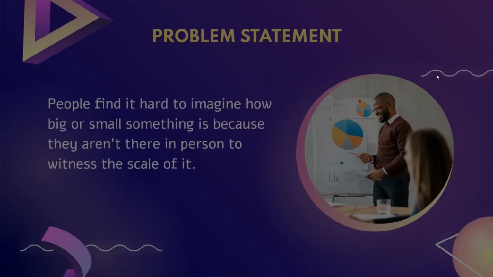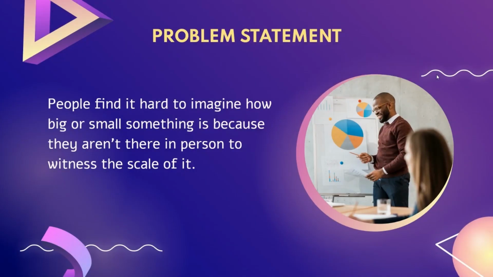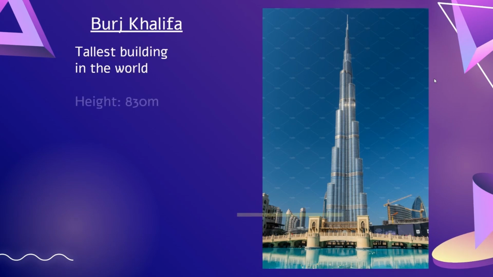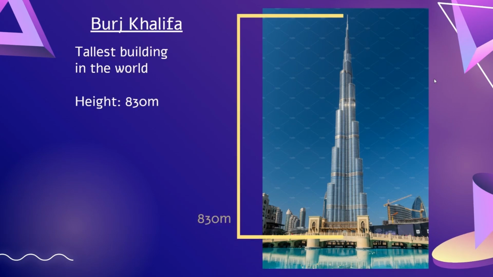Most of the time, people find it hard to imagine how big or small something is by words or image alone because they aren't actually there in person to witness the scale of it. For example, take the Burj Khalifa. People say it's the tallest building in the world, spanning at 830 meters tall. It's quite tall, right? But try imagining it in your head. How tall is that exactly?